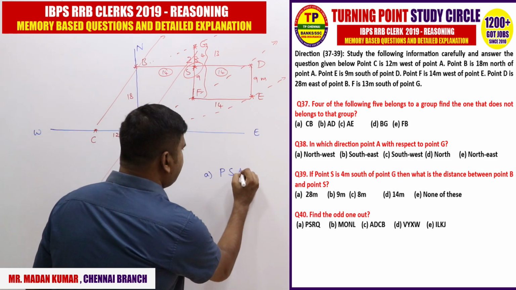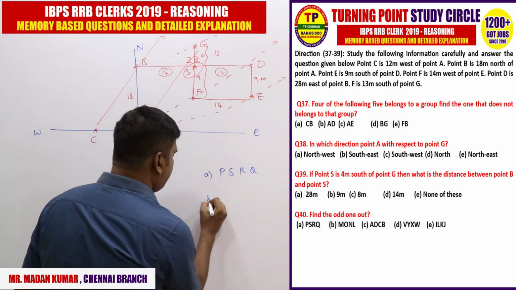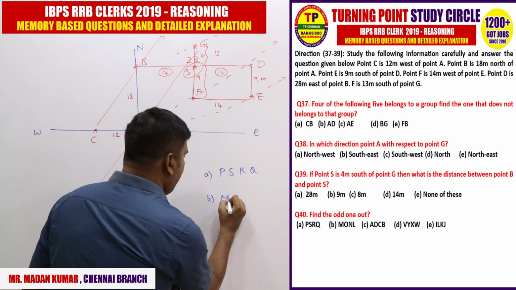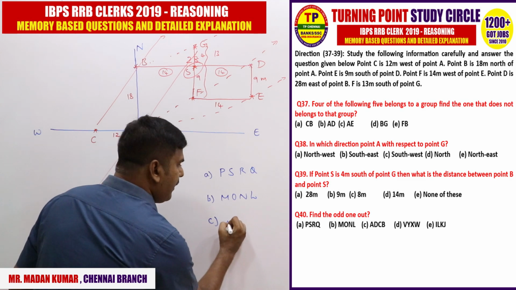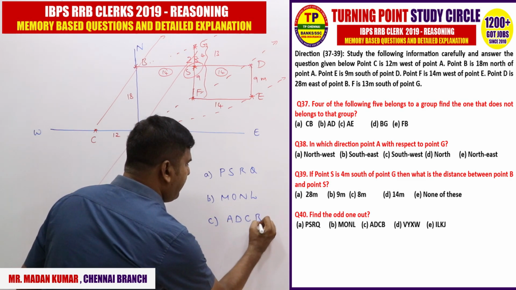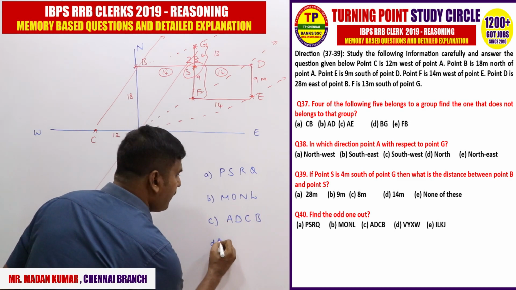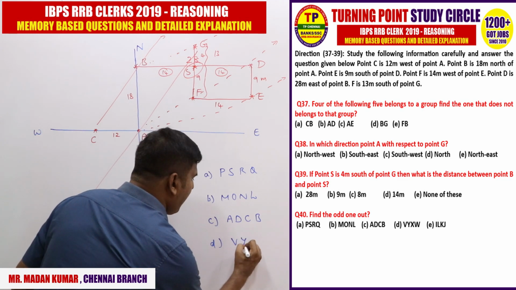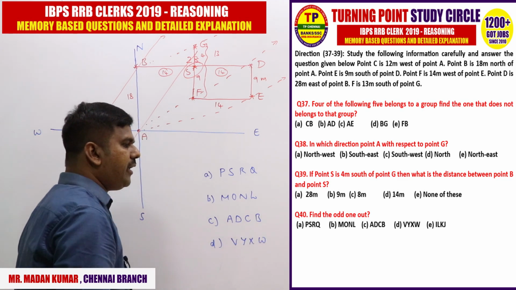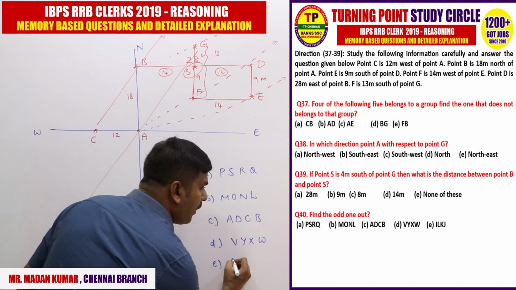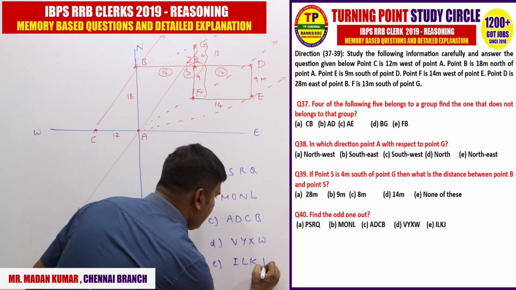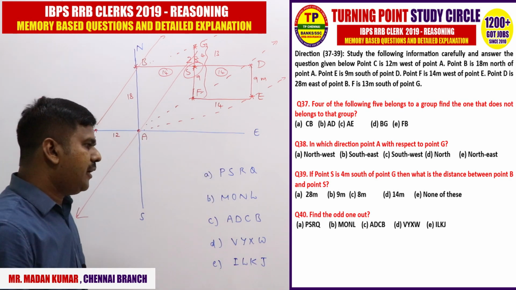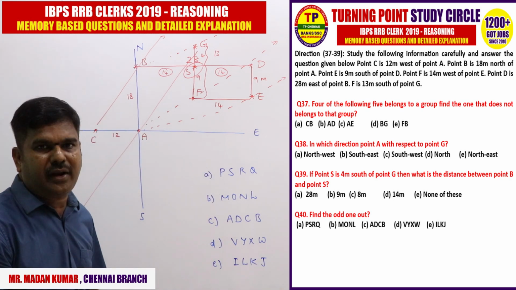P, S, R, Q. M, O, N, L. A, D, C, B. V, Y, X, W. And one more, I, L, K, J. So we need to find out the odd one out.